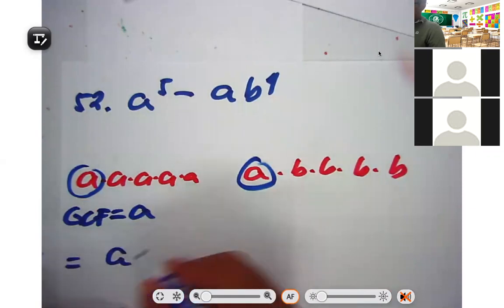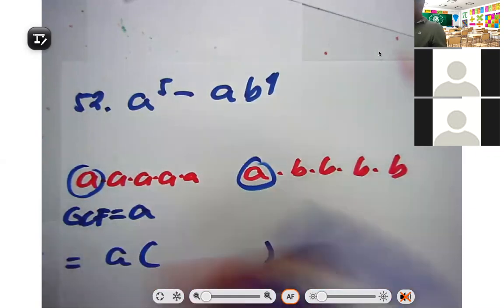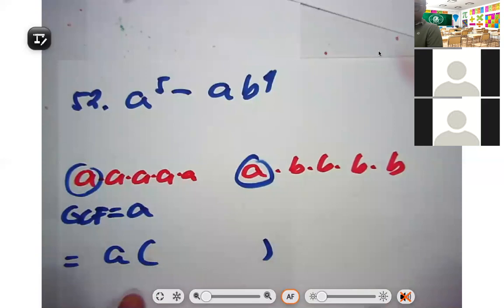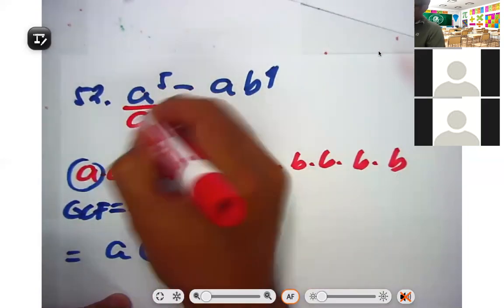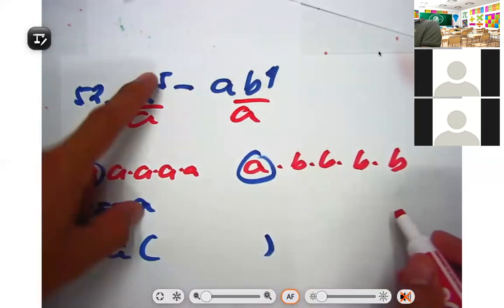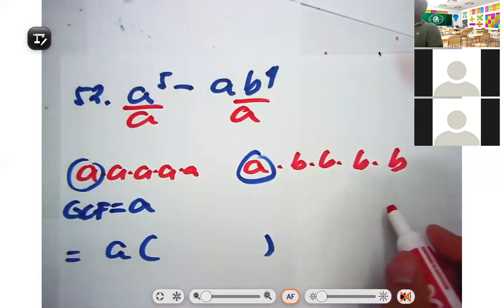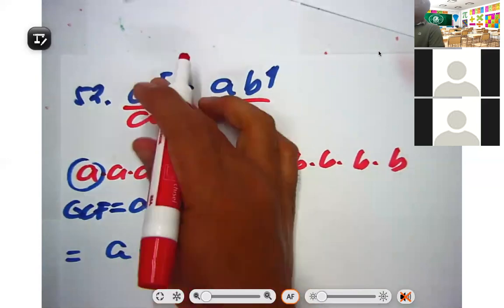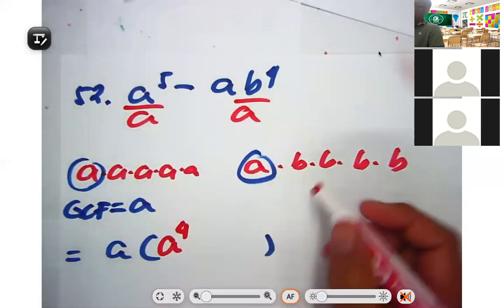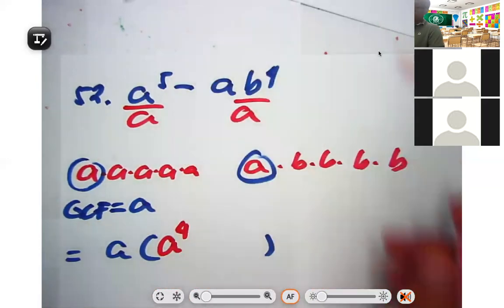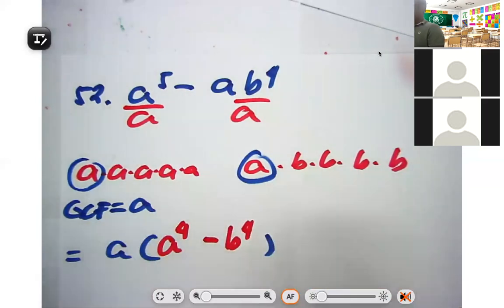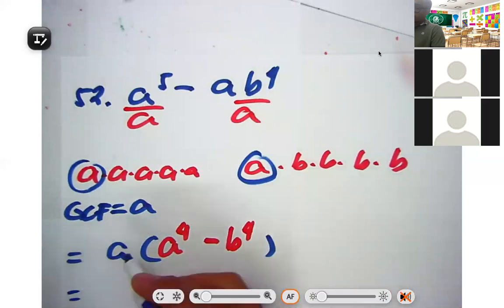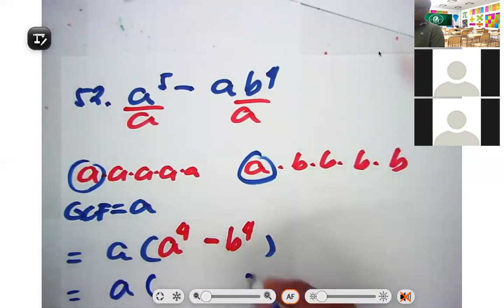Now, one of the factors is your GCF. Let's find the factor that goes inside. So we divide each by a. A raised to 5 divided by a is a^4, right? 5 minus 1 is 4. You'll cancel your a here. So we have minus b raised to 4. We simply copy a and then factor a^4 minus b^4.